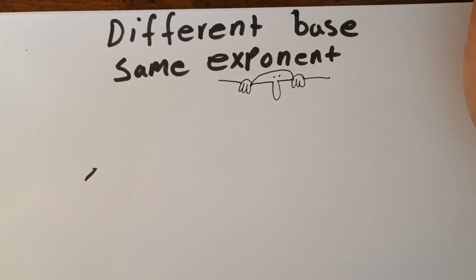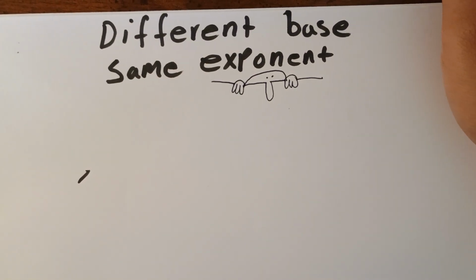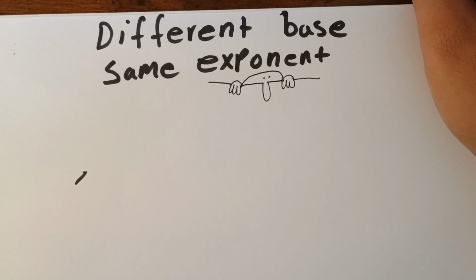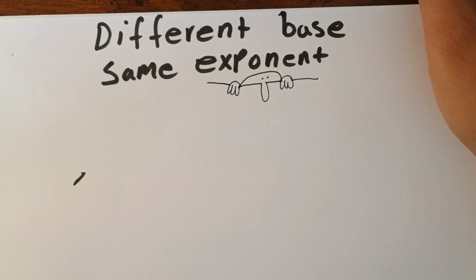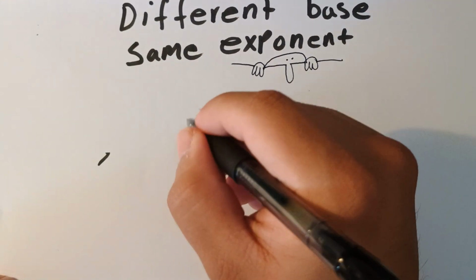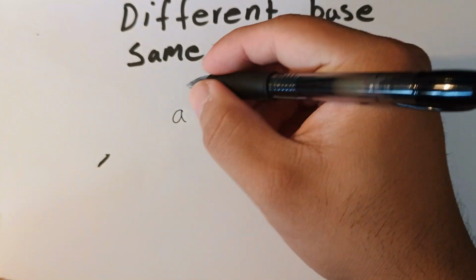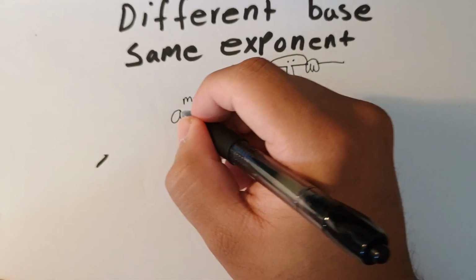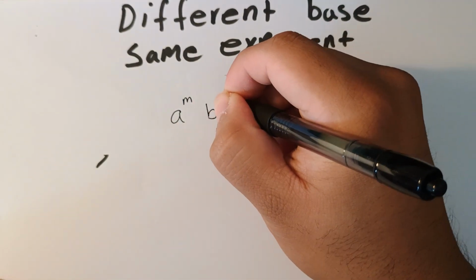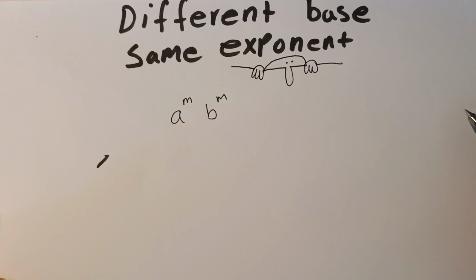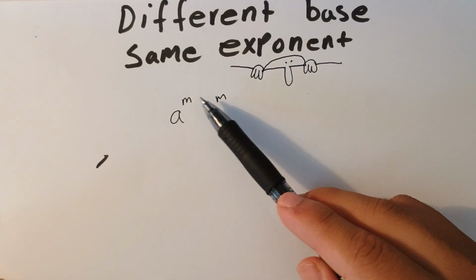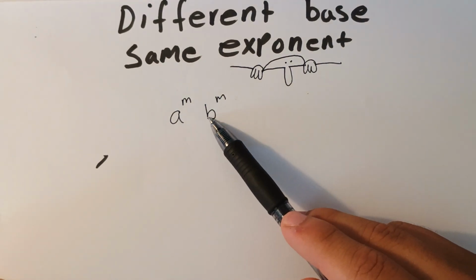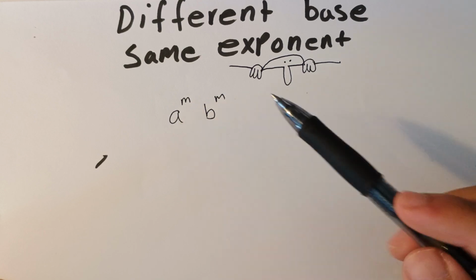We have the same exponent with different bases. So how do we combine that to make it more simple? How do we simplify something like a to the power of m times b to the power of m? They have the same exponent of m, but we have different bases.